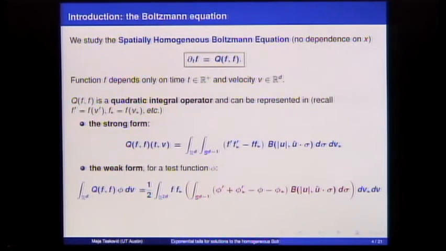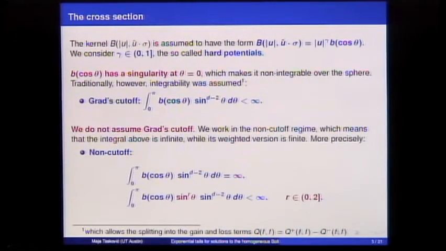So what is going to be different from the mini course you've seen is how I'm going to define this kernel B. My assumptions on kernel B are that it is factorized. So u is the relative velocity, v minus v star, to some power gamma. And then there is an angular part. For me, this parameter gamma is between 0 and 1, which are the so-called hard potentials. If you go to the negative side, there are the soft potentials.